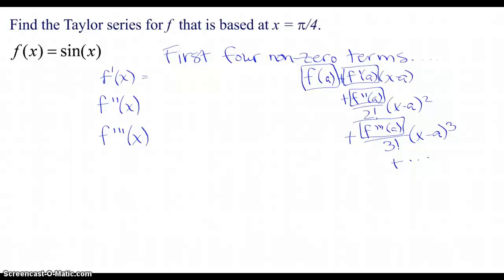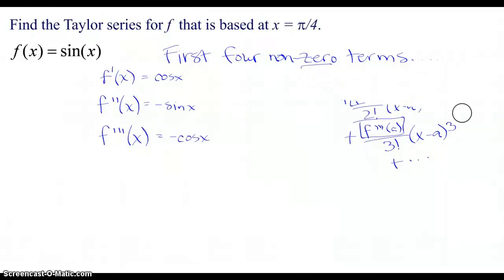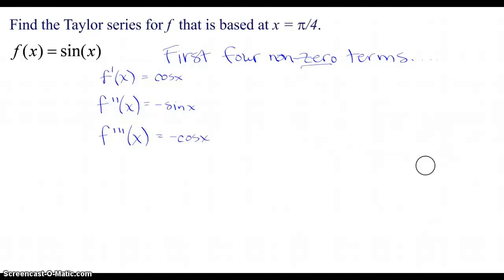If f of x is sine of x, f prime of x is cosine of x, f double prime of x is negative sine of x, f triple prime of x is negative cosine of x. Now, again, what we need is those evaluated at a. Just like the AP does, this says based at x equal pi over 4. It might say about x equal pi over 4. On the test, they're not going to call that center point a like we've been calling it for our approximating polynomials. And that's just fine. x equal pi over 4 is the center point around which these series are based.